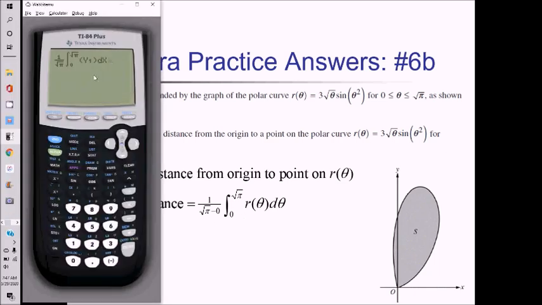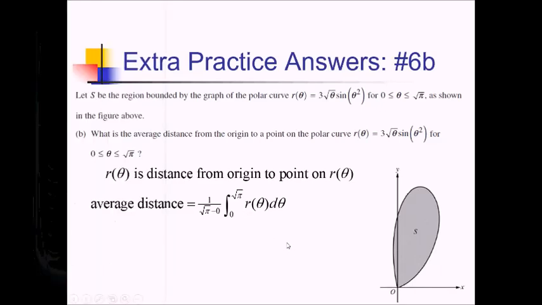So here's what this looks like on the calculator. I'm just doing 1 over radical pi. I'm not going to bother writing minus 0. I've got my integral, 0 to radical pi. I stored r of theta as y1 in my calculator back in part A. Put a little x next to the d, press enter. My average value is 1.580 if I round off to 3 decimals.